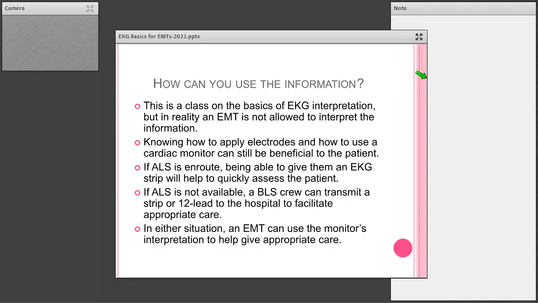You can transmit the strip or a 12 lead to a hospital to facilitate the appropriate care. Different agencies have different ways of transmitting those 12 leads or the cardiac strip. In either of those situations, the EMT can use the monitor's interpretation. So if you're doing a 12 lead, at some point on the printout, it will say what it thinks is wrong with the patient. And you can use that to help give the appropriate care to your patient. And that's also something that you can send to the hospital to give them a heads up for appropriate patient care.